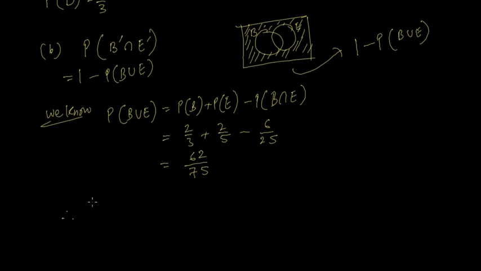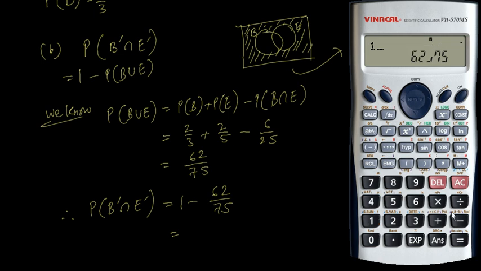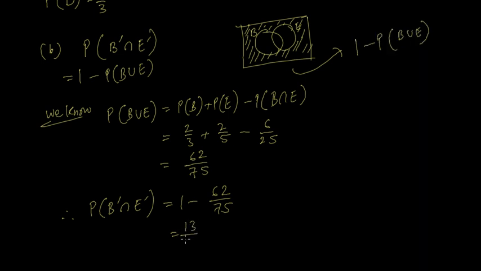Therefore, let's get back to the original sum. Probability of B prime intersection E prime is 1 minus probability of B union E, which is 62 by 75. 1 minus that is 13 by 75.